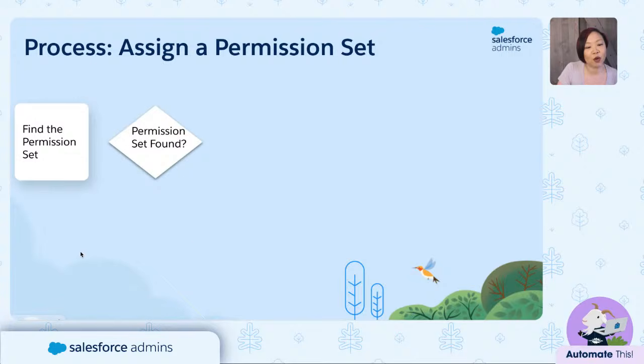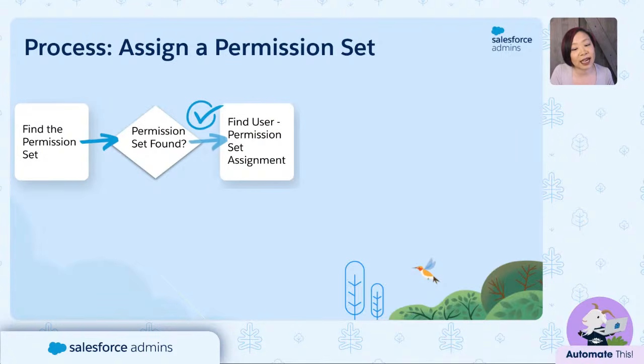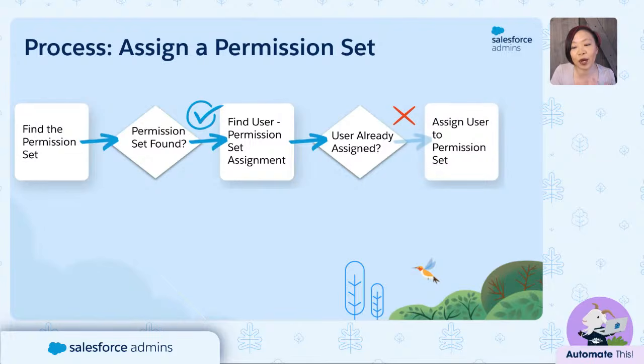All right, so our next step is to determine whether the permission set was found that we did a search on. Now, if we did find a permission set, the next step is to find the user permission set assignment combination. And next we have a decision, did we find that user and is that user already assigned to that permission set? Because in order to assign a permission set, we can't already have that user be assigned. So if it's not, then we're going to assign the user to the permission set.